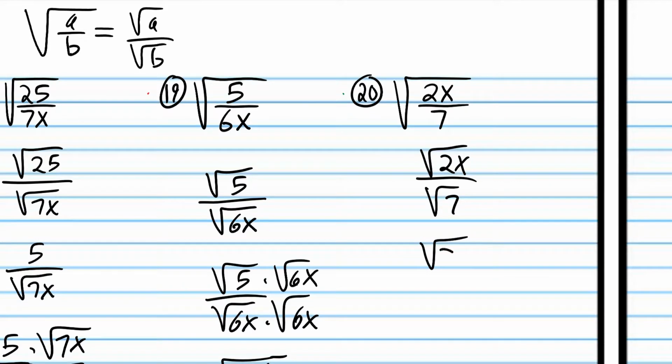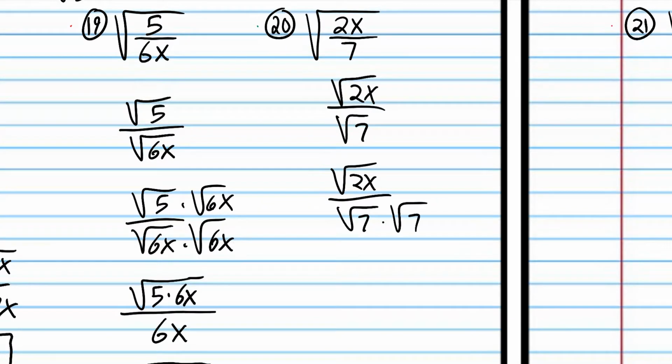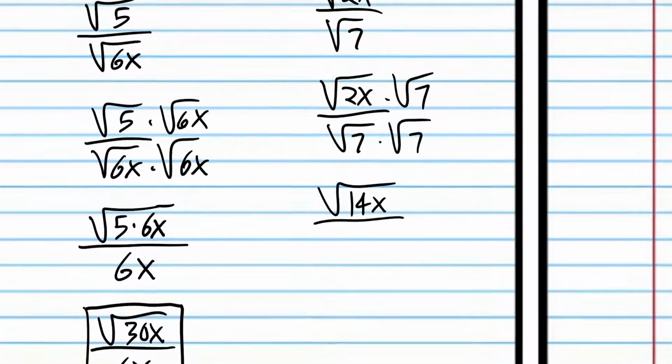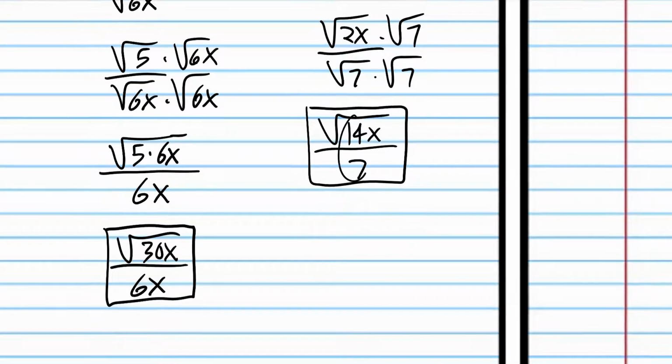And then we're going to rationalize the denominator by multiplying both sides by root 7. And then we get root 14x. Again, I'm skipping a little step there because if they're roots, you can just multiply the inner parts. And then root 7 times root 7 is just 7. And you're done. Now, a lot of students would say, hey, I can reduce this.